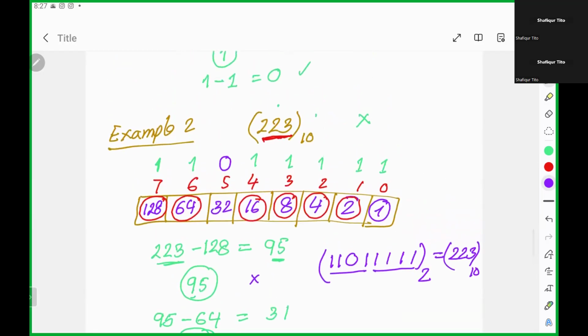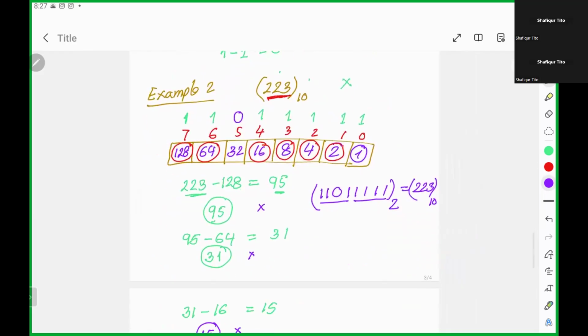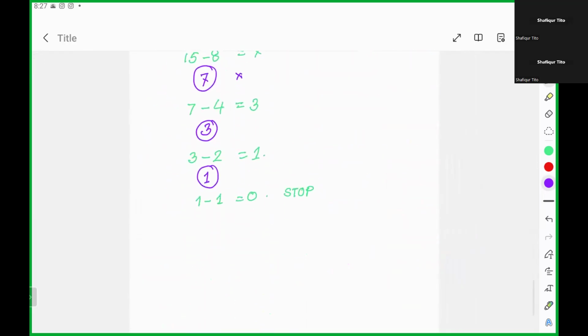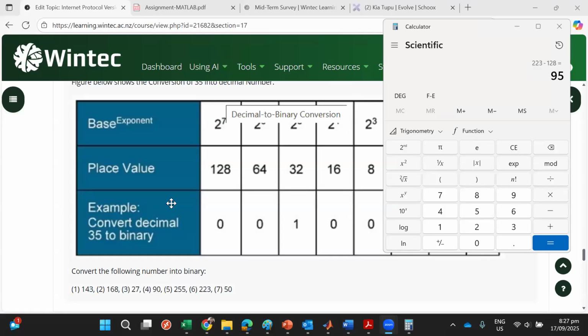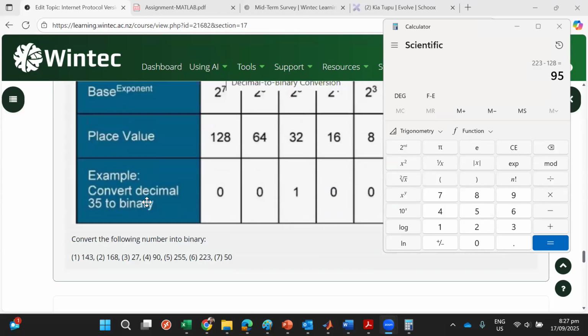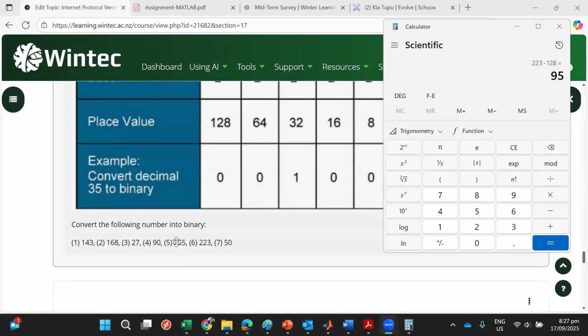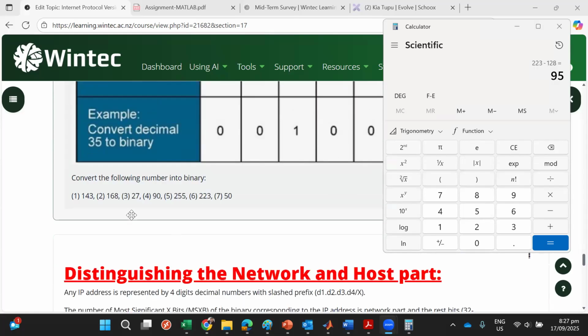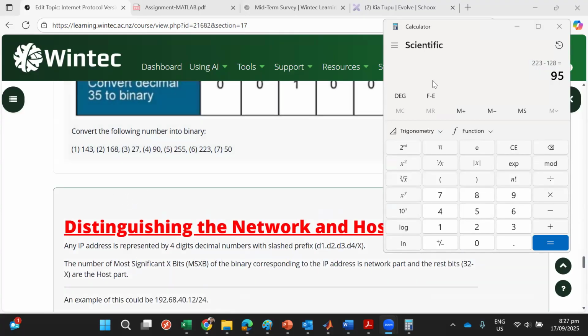Okay. Hopefully that has clarified the conversion. So you can try from the Moodle page. There are a few examples given. So you can try those examples. These are the tasks. So you can try this one, and that should give you a good idea.